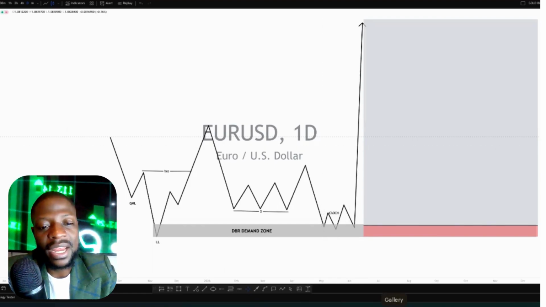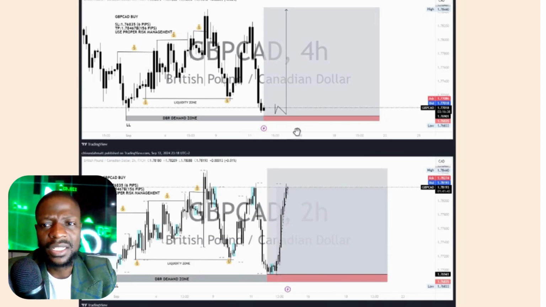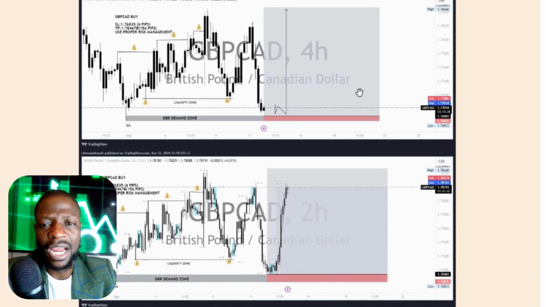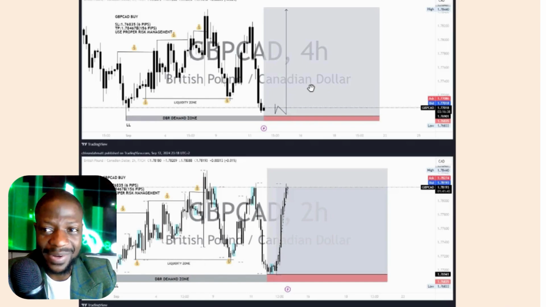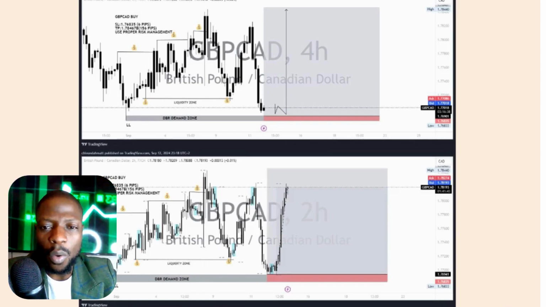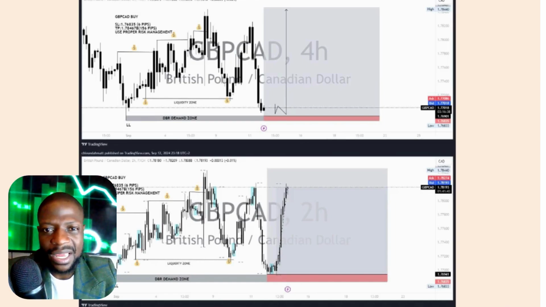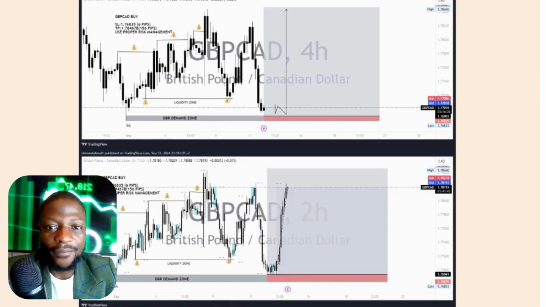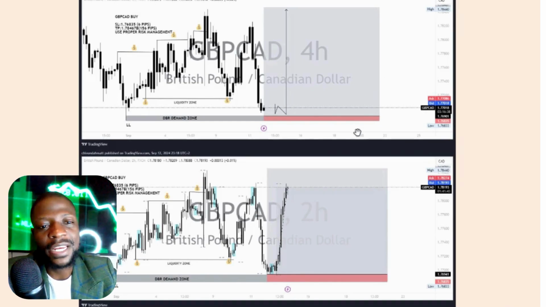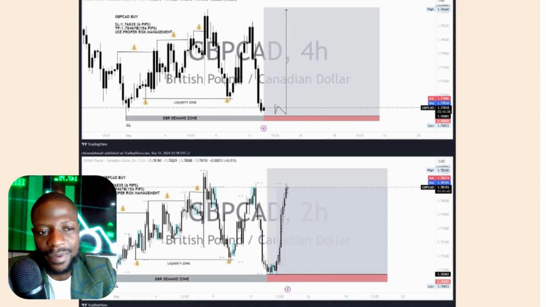Let me show you right now. So you can see that we had a very nice GBP CAD trade, and the beautiful thing about our strategy is that it works on all tradable assets. Doesn't matter whether you're trading indices, currencies, commodities, or whatever. This strategy works every time on different currency pairs and all that.